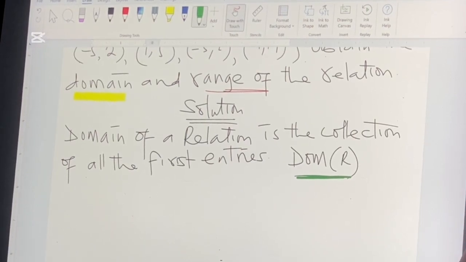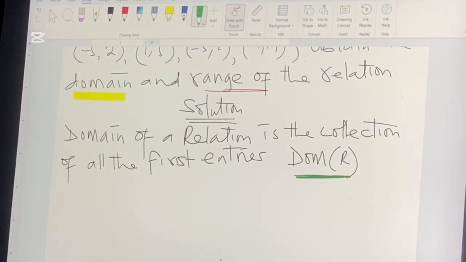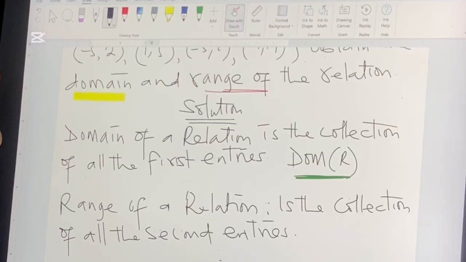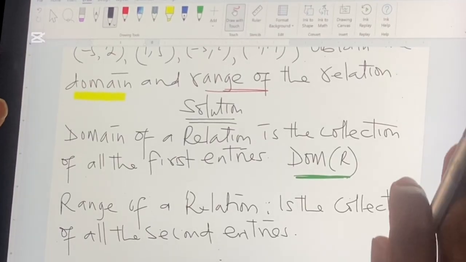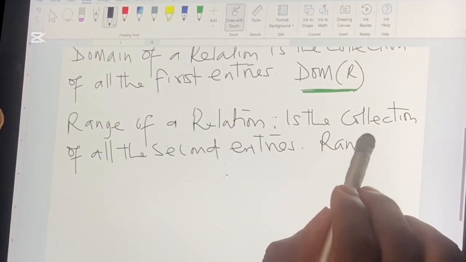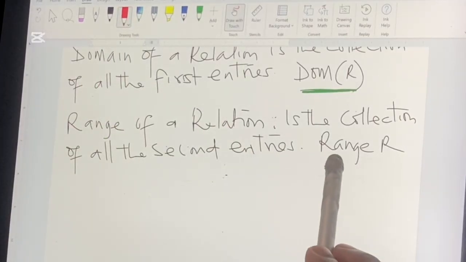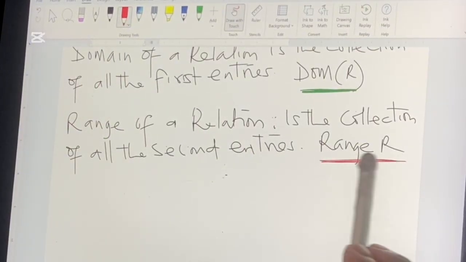Please write: range of a relation. The range of a relation is a collection of all the second entries. We can denote the range of a relation as range R. So whenever you're asked to find the range R, it means the range of a relation. Please take note. So let's solve the question here.